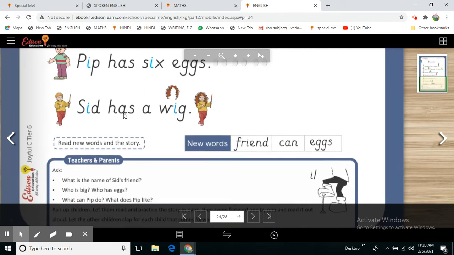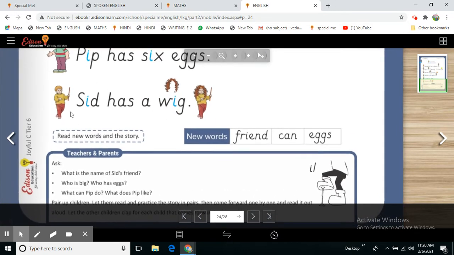Sid has a wig. Sid has a wig. And what else does Sid have? A wig. Isn't it? He has worn it. Wig. Right? Sid has a wig. Okay, students, so in this way you have to read the story.